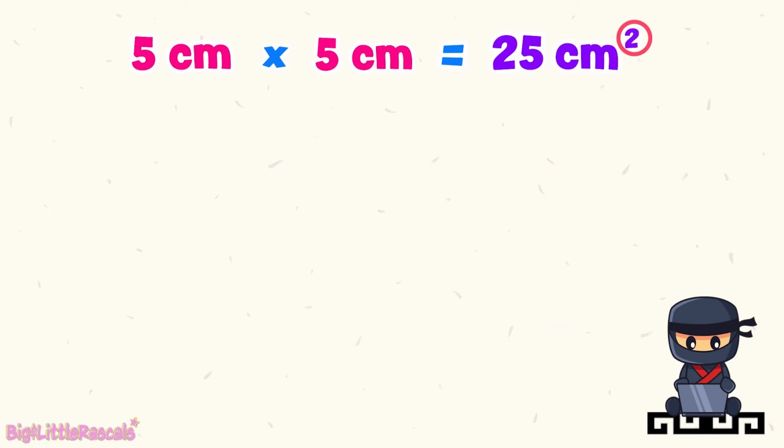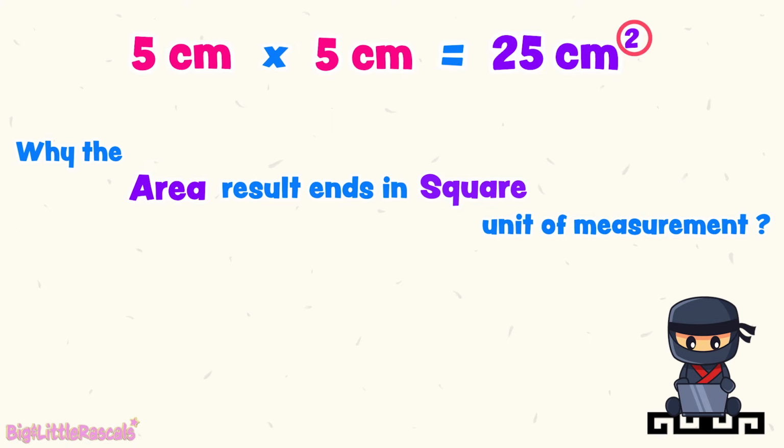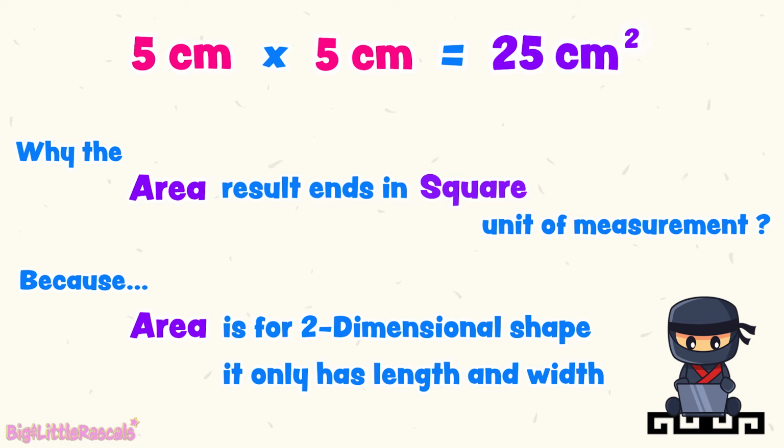Hey, Ninja, do you know why area result ends with square unit of measurement? Okay, let me answer this. Because area is a two-dimensional shape, it has length and width. 5 multiplied by 5 equals 25. Centimeter multiplied by centimeter equals square centimeter. So, two-dimensional shape's area is represented in square units.